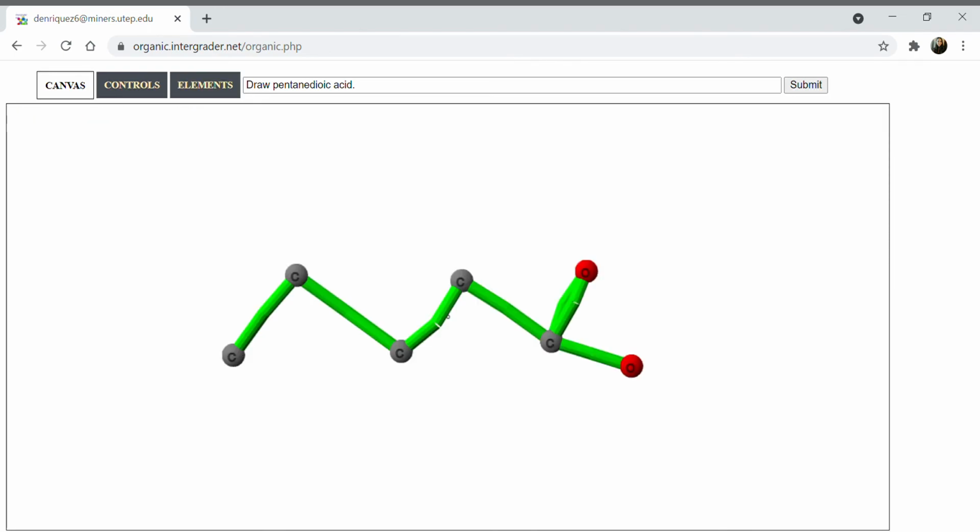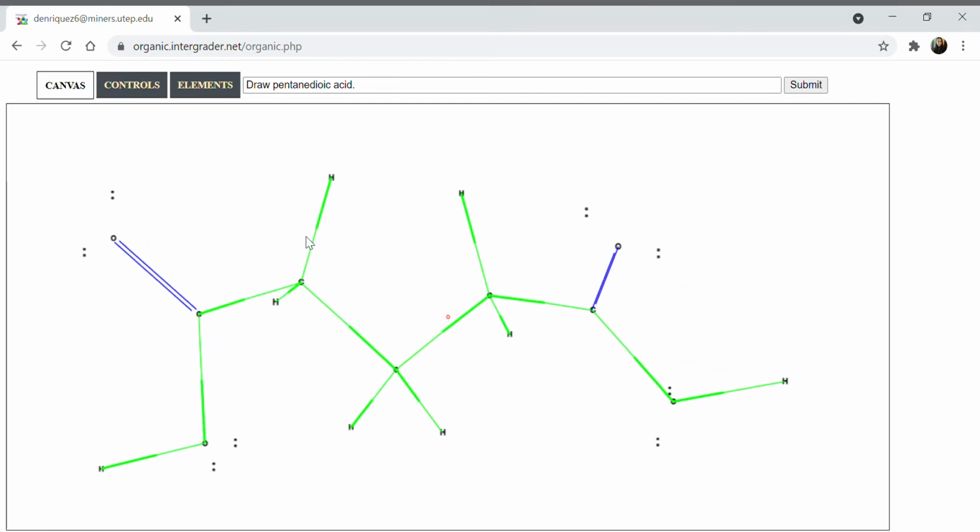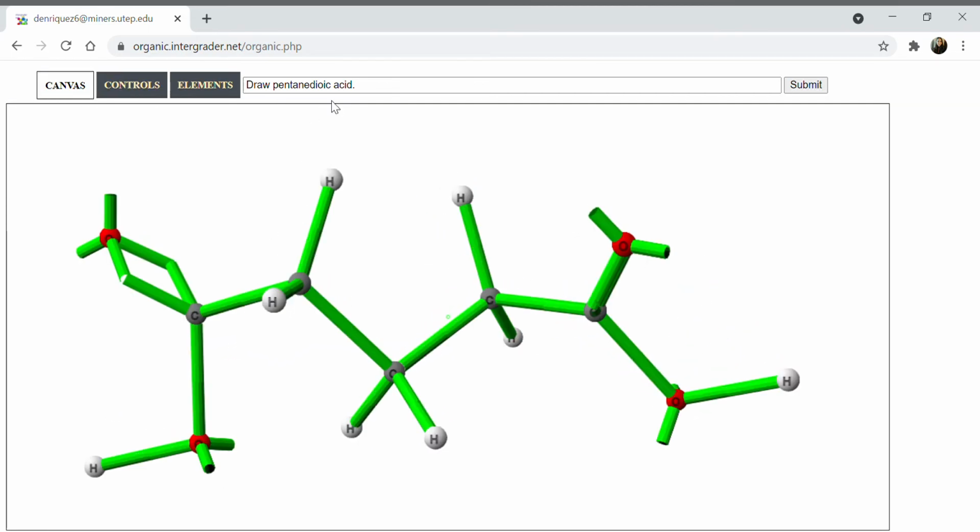Pentane dioic, so 1, 2, 3, 4, 5, and then it says di, so I'm gonna have my 2 oxygen on each side. And it doesn't indicate that there's any double bonds, so I can leave it as is.